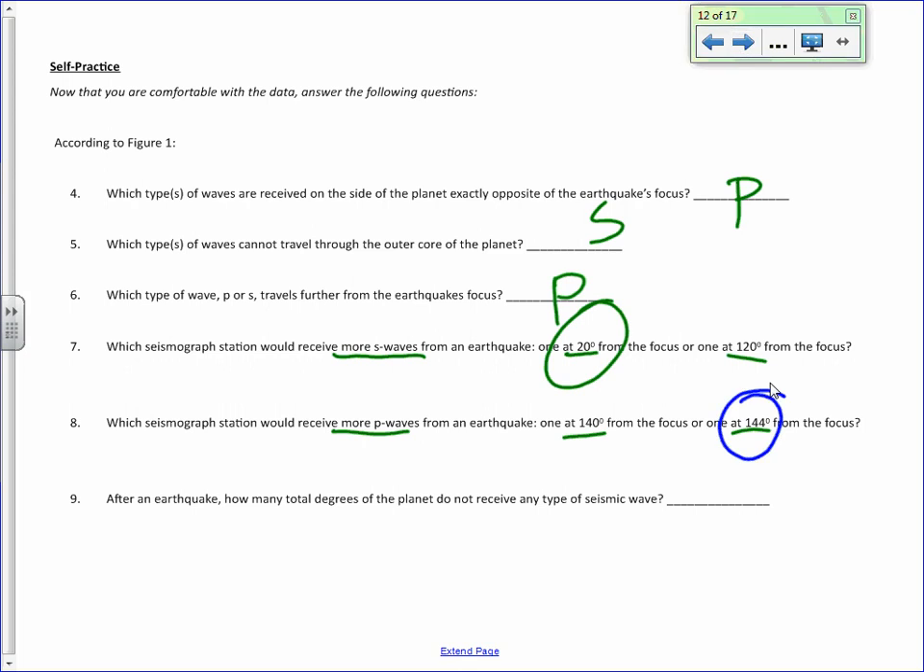Last but not least, this one could be tricky if you didn't catch this one. The question says, after an earthquake, how many total degrees of the planet do not receive any type of seismic wave? There are 2 things you have to keep in mind here. We're looking for do not receive any type of seismic wave, and we're looking for the total degrees. How would we answer this question?